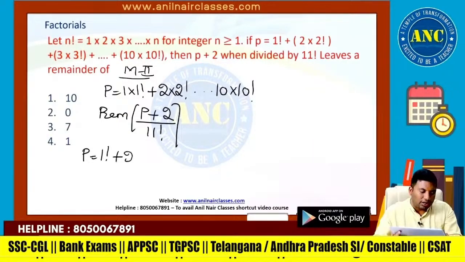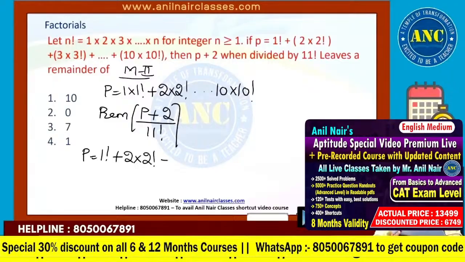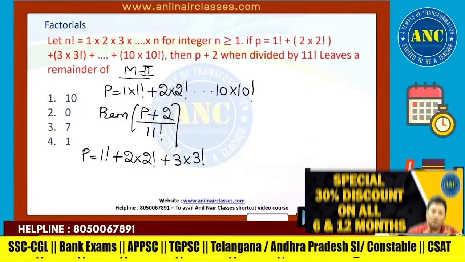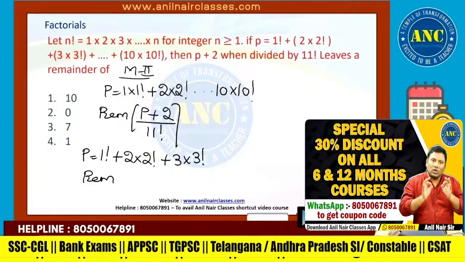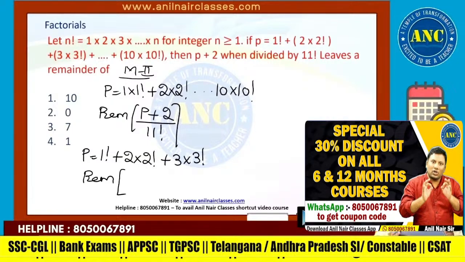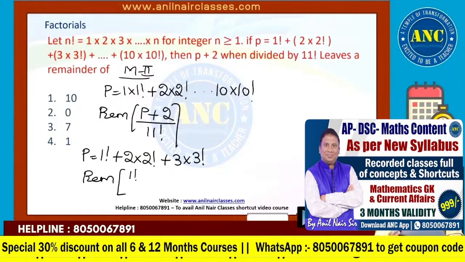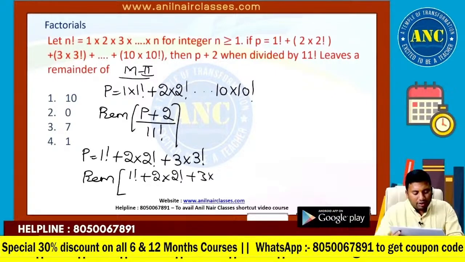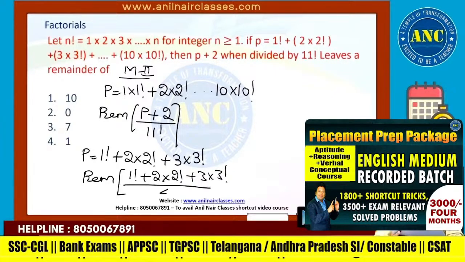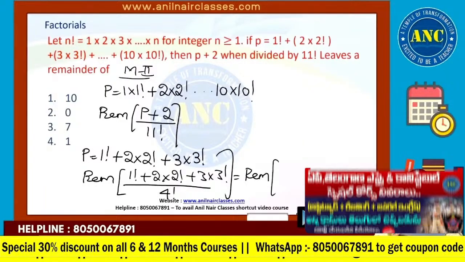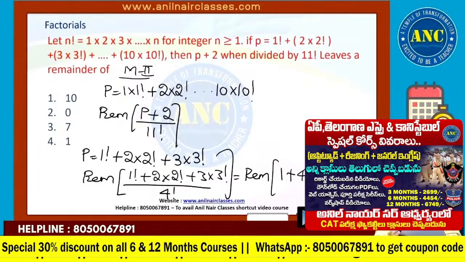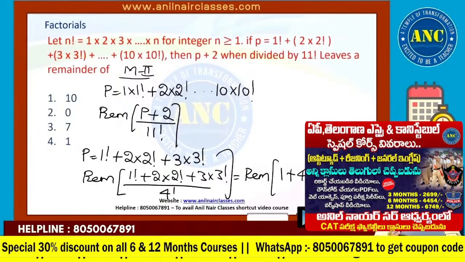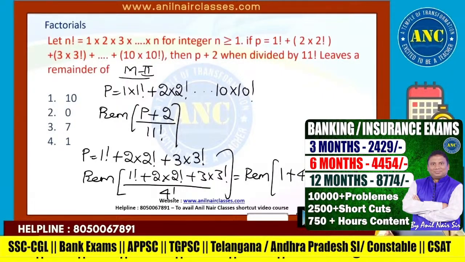1 factorial plus 2 into 2 factorial plus 3 into 3 factorial. If I take 3 values, it is ending with 3 factorial, so the denominator is 4 factorial. So the remainder: 1 plus 2 twos are 4, 6 threes are 18. I hope it is clear, right?